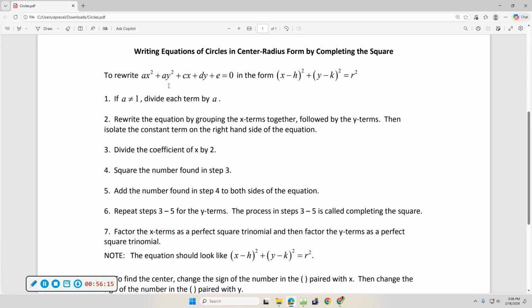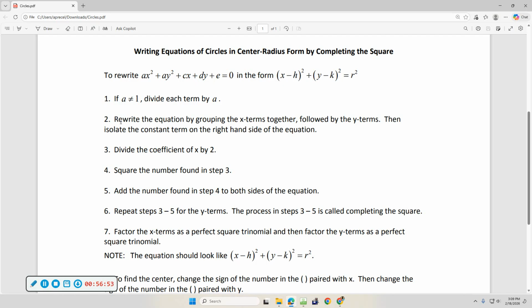Step 1. Okay, look at how I've expressed the equation. Ax squared plus ay squared. A is the coefficient of x squared and y squared. I have a c as the coefficient of x and a d as the coefficient of y and so forth. But a is representing the number in front of x squared and y squared. If a doesn't equal 1, you're going to have to divide each term by a, and that does happen somewhere along the way in the homework. We have a number in front of those x squared and y squared, and we have to divide through to get rid of that coefficient before we go on.